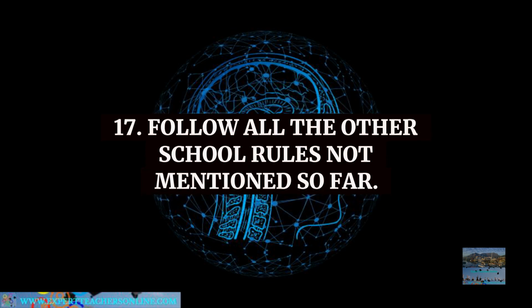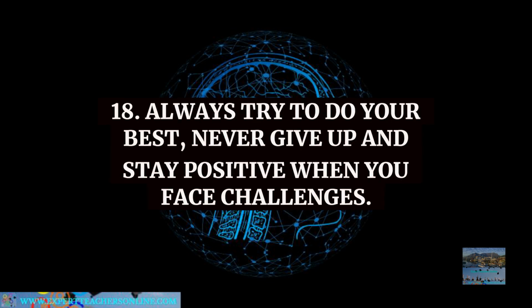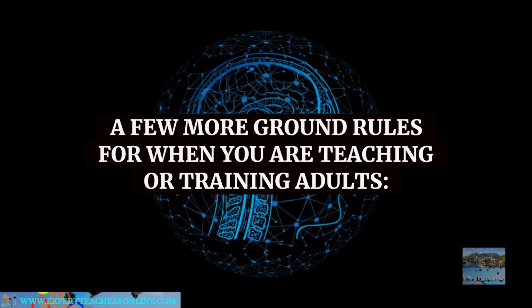17. Follow all the other school rules not mentioned so far. The rules are supposed to develop positive attitudes and the correct values. 18. Always try to do your best, never give up and stay positive when you face challenges. A few more ground rules for when you are teaching or training adults.